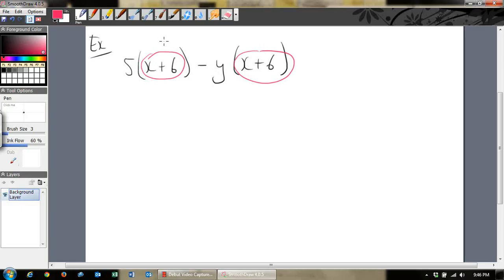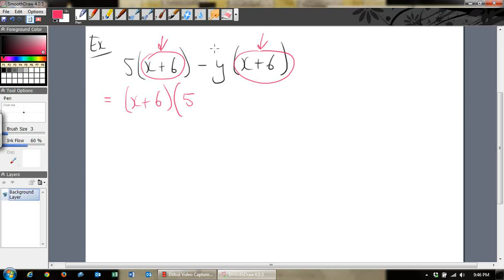Just because it's a binomial term doesn't mean you can't take it out as a common factor. Okay, so let's actually do this. Let's take out the front x plus 6 as the common factor. That's our common factor that we're taking out the front of the bracket. And let's think about what's left over. What do we need to multiply x plus 6 by to get 5 times x plus 6? We need to multiply it by 5. That's the same thing there.